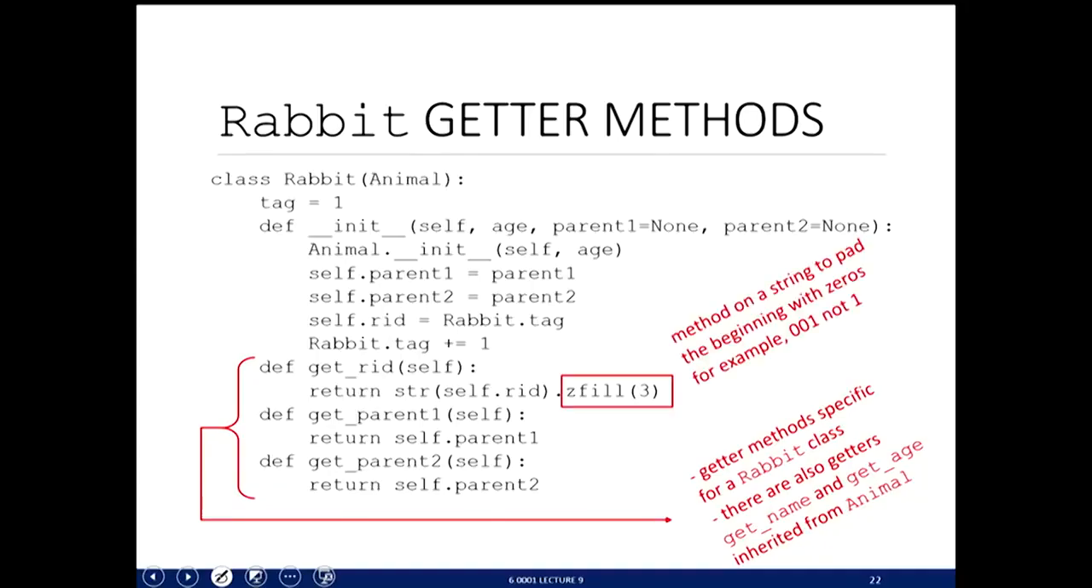Oh, I just want to mention, when I'm getting the RID, I'm actually using this cool zfill function, or method, which pads the beginning of any number with however many zeros in order to get to that length. So the number 1 becomes 001 and so on. It ensures that I have this nice looking ID type thing that's always 3 digits long.